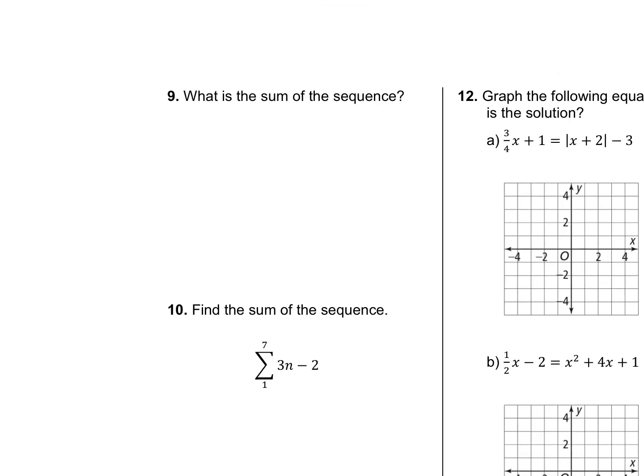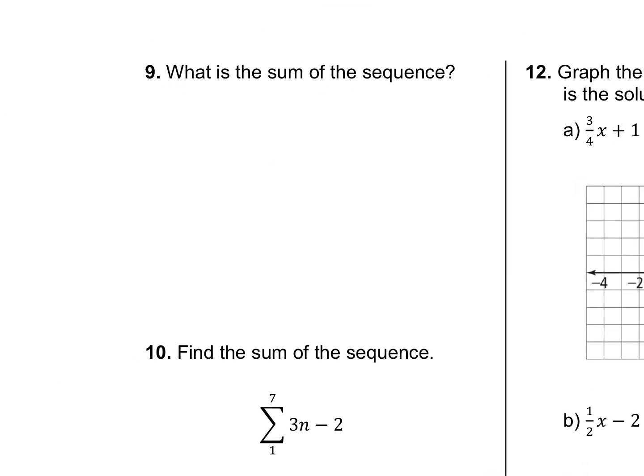Number 9 says, what is the sum of the sequence? What sequence are we using? The last one, the one that was on the front page, right? So our sequence, if you want to rewrite it, was 9, 12, 15, 18, and 21. Now, what does sum mean? Like the answer to an addition problem, right? If I added everything together. Now, could you easily add these together? Yes. Is that what I want you to do? No, I want you to use the formula.